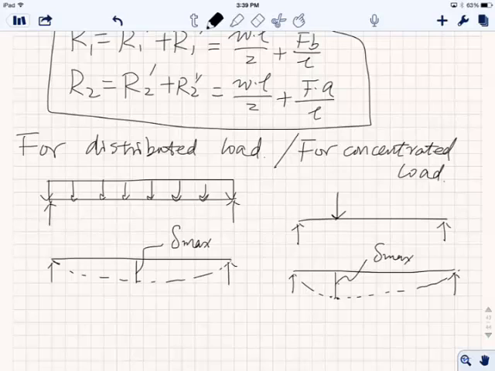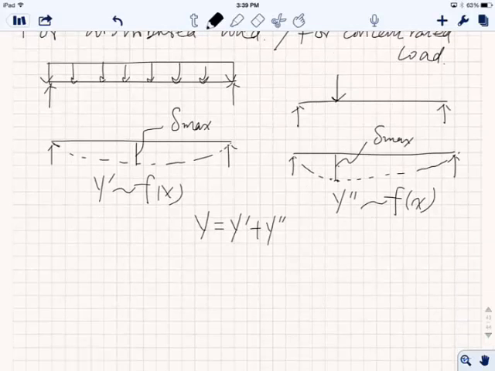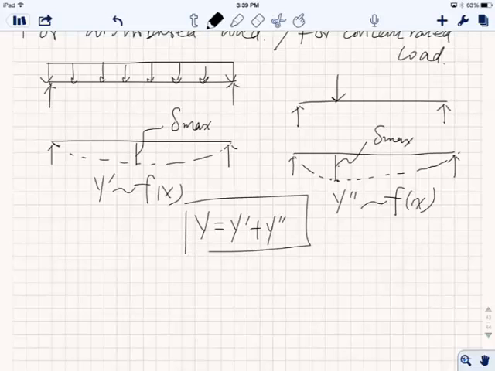So next, what we need to do is quantify this y as a function of x. Let's say y prime for this one, and y double prime as a function of x for this one, then the total y is nothing but the superposition of these two. That's our approach, right? Yes? Right? Okay. All right, so this is our goal. Okay, we need to find y prime and y double prime.